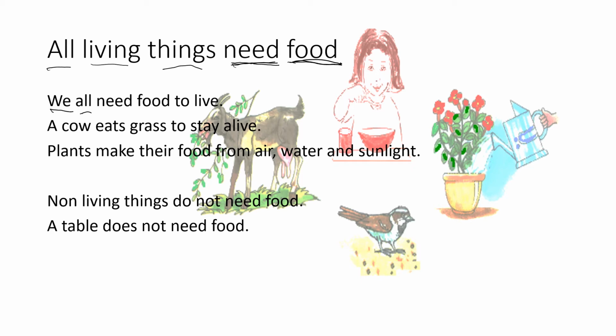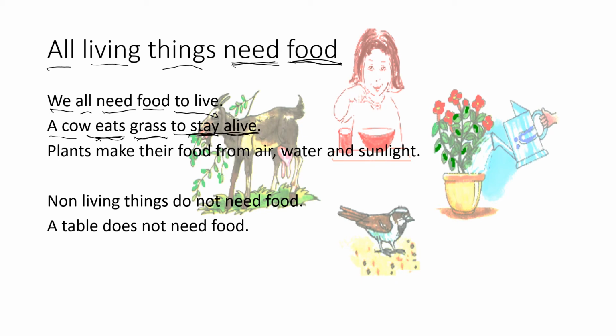We all need food to live. A cow eats grass to stay alive. The new words you find here are live, L-I-V-E, live, eats, E-A-T-S, eats, grass, G-R-A-S-S, grass, stay, S-T-A-Y, stay, alive, A-L-I-V-E, alive.